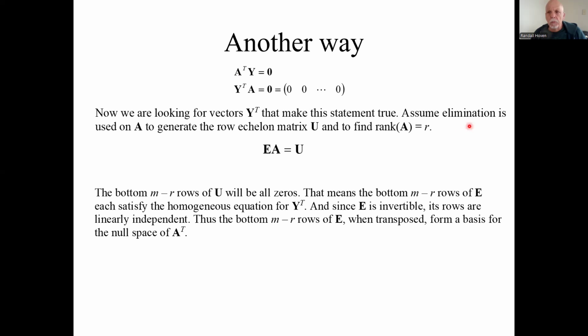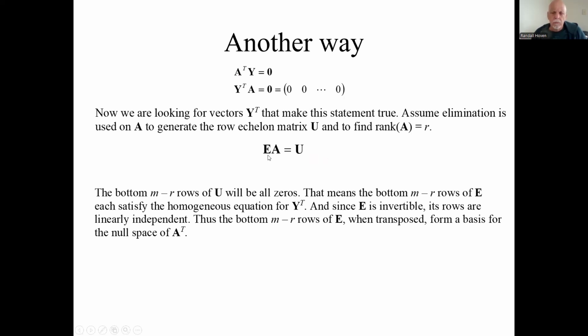Now assume we do some elimination on A, the original A, not A transpose. E, again, is the culmination of all the row operations, which culminates in a matrix that you multiply A by, and we'll end up with U in row echelon form. Well, the bottom rows of U, because it's in row echelon form, will be all zeros. Well, if any rows are all zeros, they're going to be at the bottom.